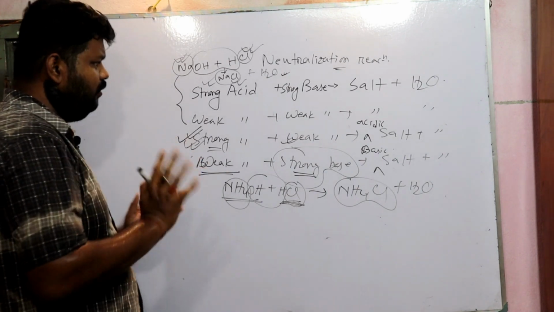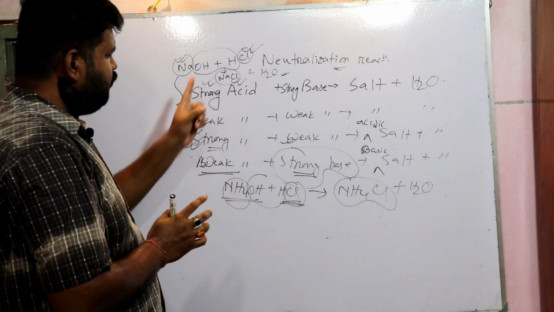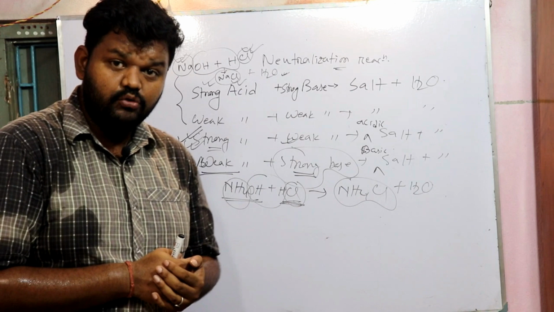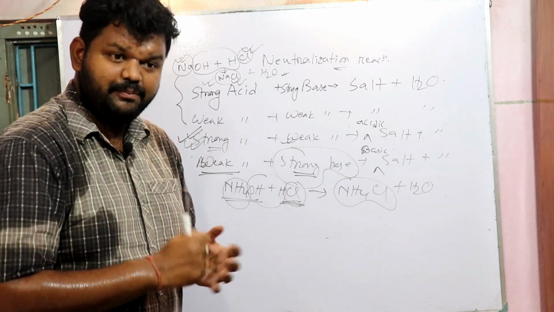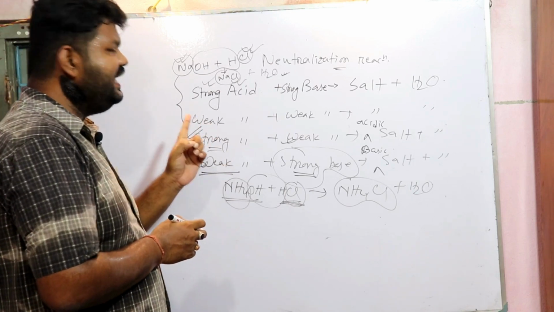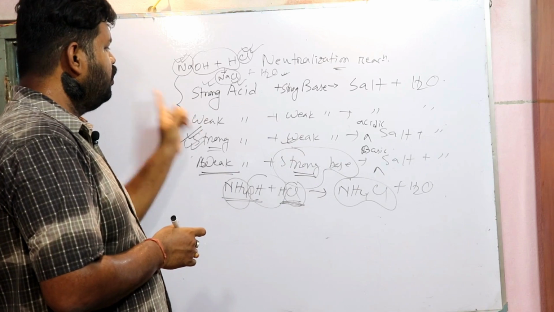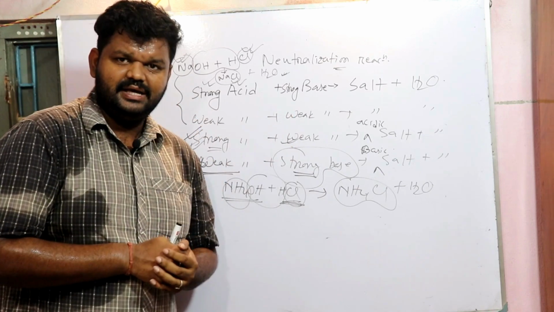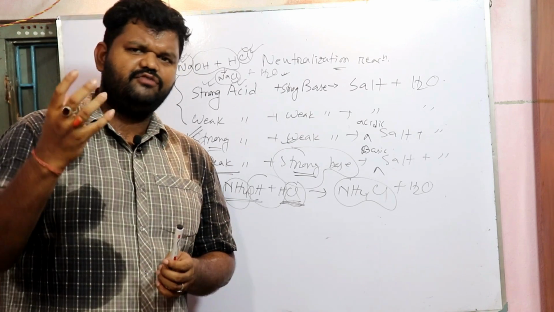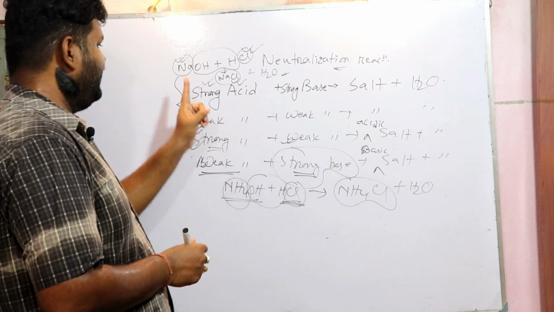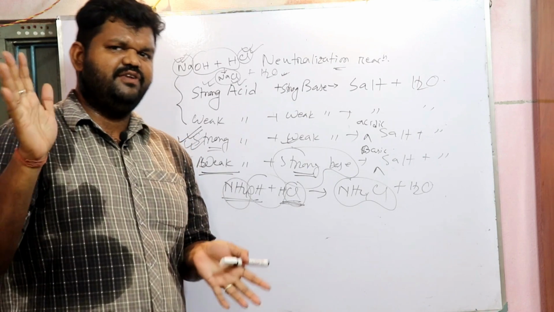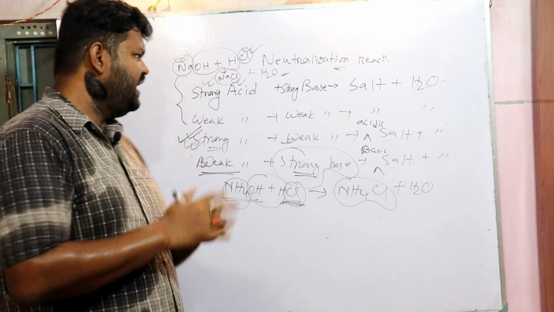Okay, now the thing is that for these four types of neutralization reaction, we know an indicator is used to find the neutralization point. And students, you cannot use any indicator for weak acid and weak base, because as both are weak, the neutralization will take a long time and you will not find the actual neutralization point. And in case of strong acid and strong base, you can use any indicator, maybe phenolphthalein, maybe methyl orange, any indicator.